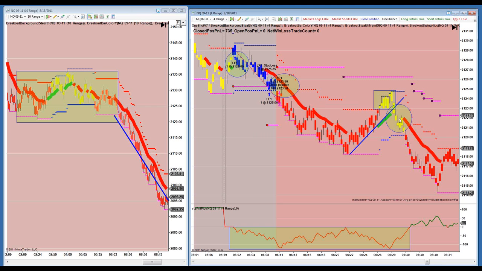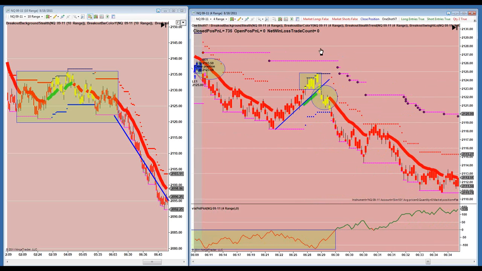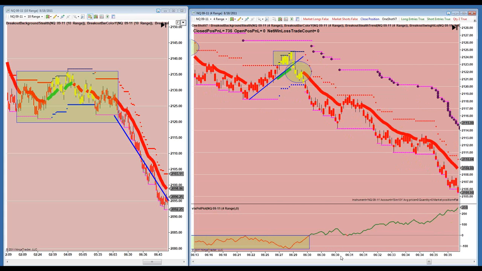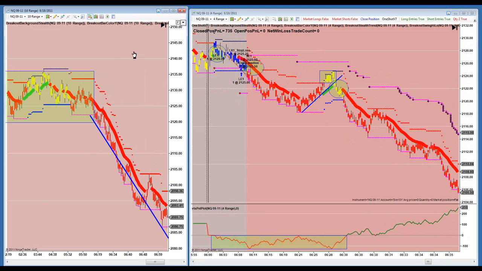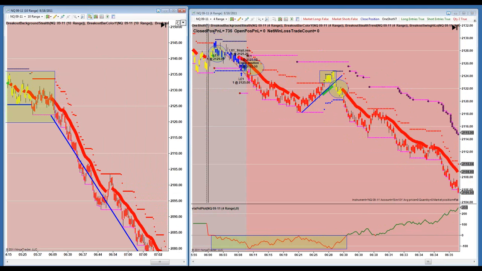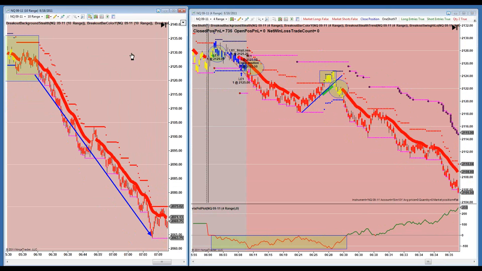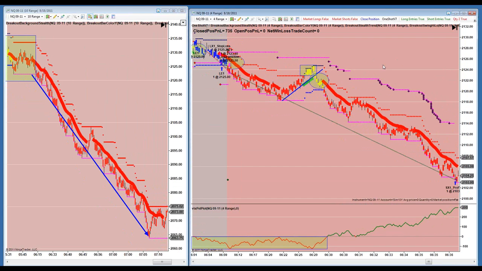You see a resumption of selling. You jump in here, and down she goes. Caught this nice short trade. You can see over here on the 10, it's dropping very nicely, coming down into support.